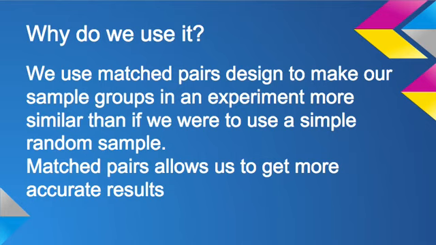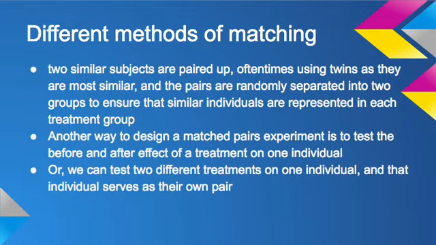The matched pairs design allows us to get more accurate results because we will have similar subjects or people undergoing the experiment in each group, so we can see how certain things affect similar people. We have a bunch of different methods of experiments that would be considered a matched pair design.